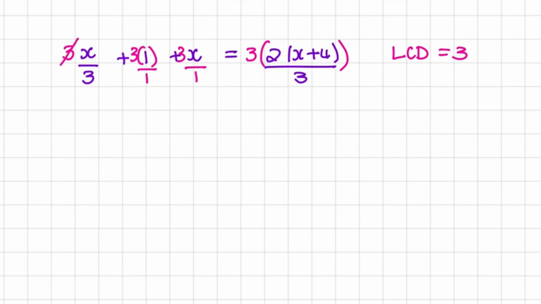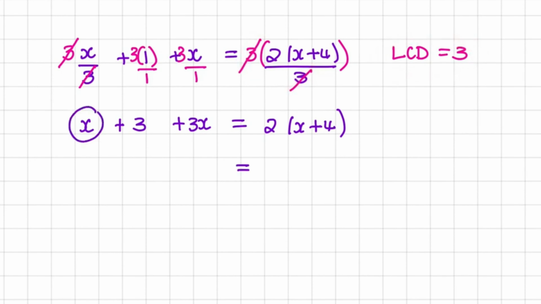So the first term, the 3's will cancel out, so I'm left with x. In the second term, we have 3 times 1 over 1, and that is equal to plus 3. In our third term, we have 3x over 1, so that is simply 3x. On the right-hand side, the 3's will cancel out as well, so we have 2 times x plus 4.